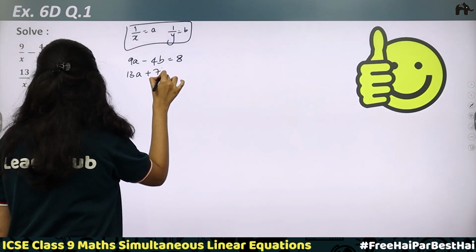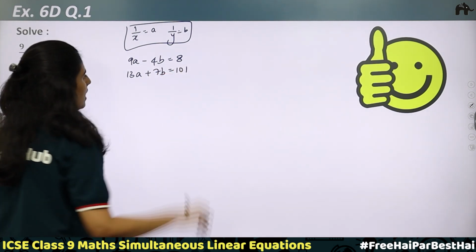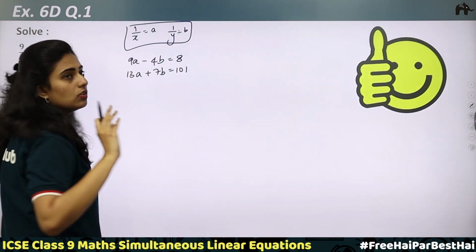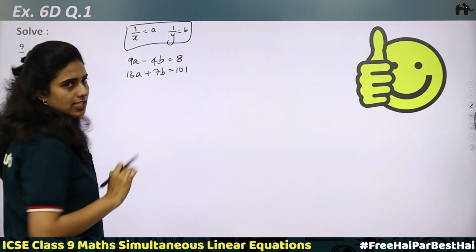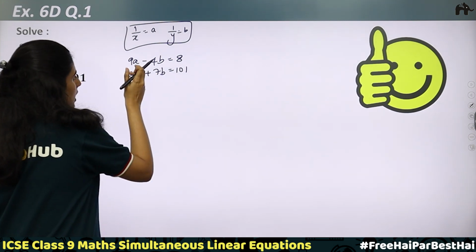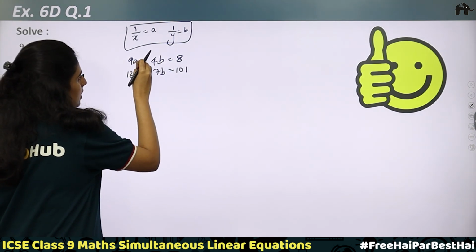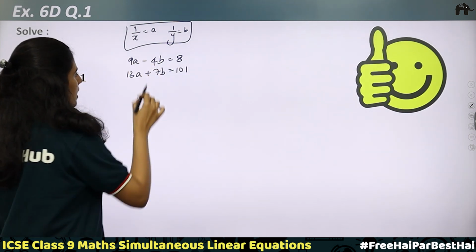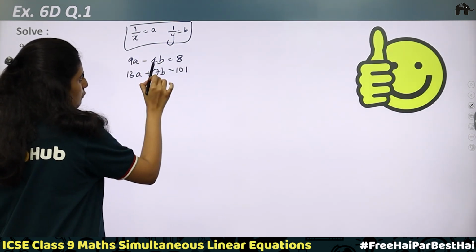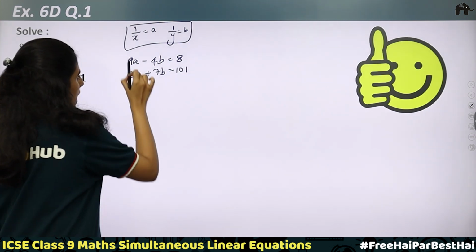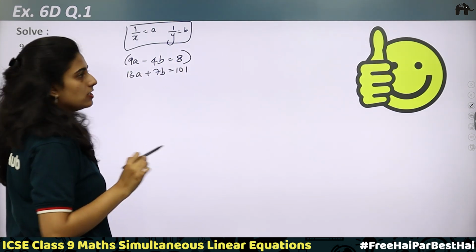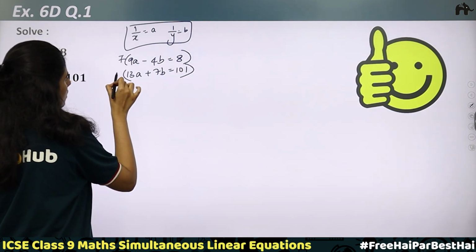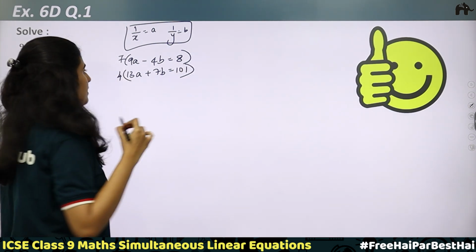13a plus 7b is equal to 101. Okay, now we are going to eliminate the coefficients. Method of elimination by changing the coefficient, by equating the coefficients. So here you are having 9a and 13a, 4b, 7b, multiplying throughout the first equation with 7 and throughout the second equation with 4. Okay, then what do we get?